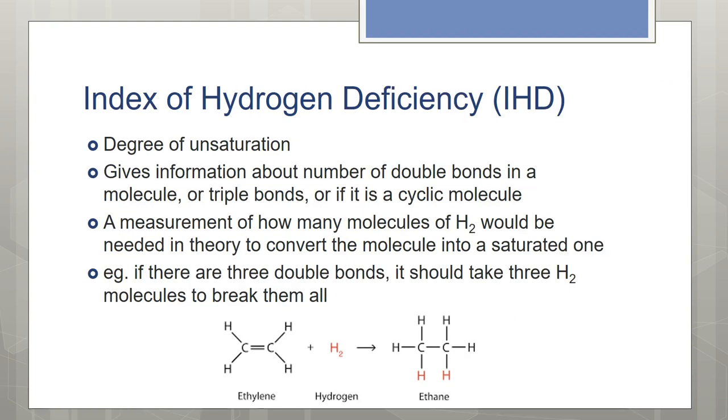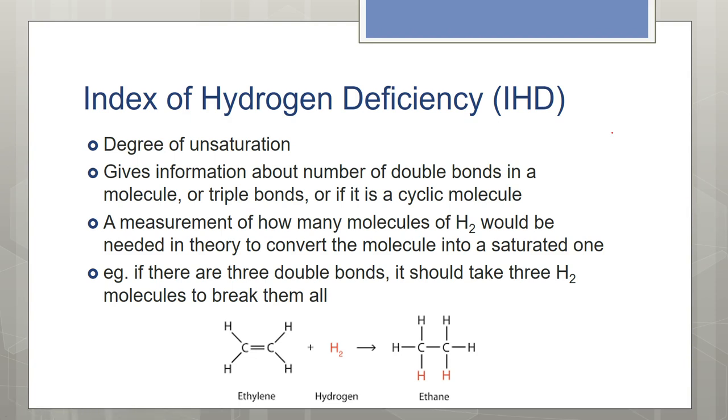When we talk about the index of hydrogen deficiency, we'll usually see it abbreviated as IHD, and it's essentially a measure of unsaturation of a molecule. Remembering that a saturated molecule has single bonds only, what we're saying is how many hydrogens have been removed from the molecule in the process of making it unsaturated. Because we lose 2 hydrogens for every double bond that we form, or 4 for every triple bond that we form, we can work out the number of double bonds or triple bonds or ring closures, because we lose 2 hydrogens for every ring closure as well.